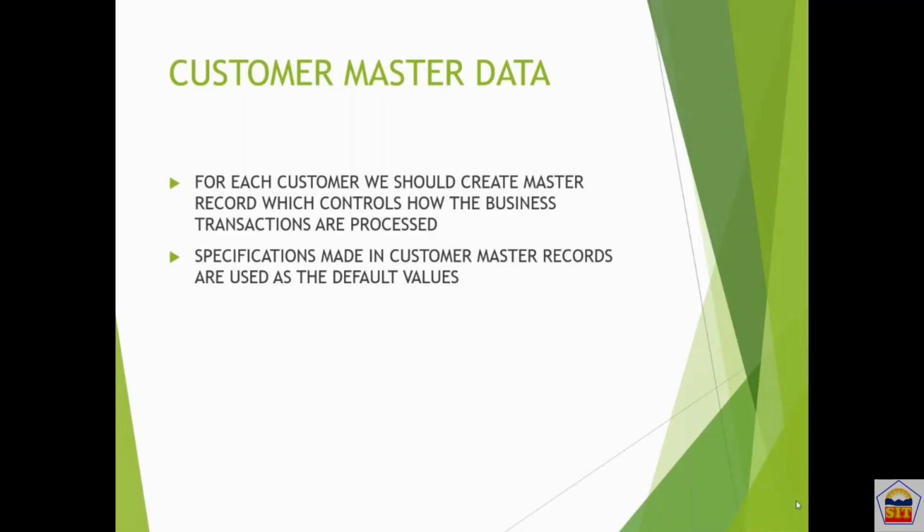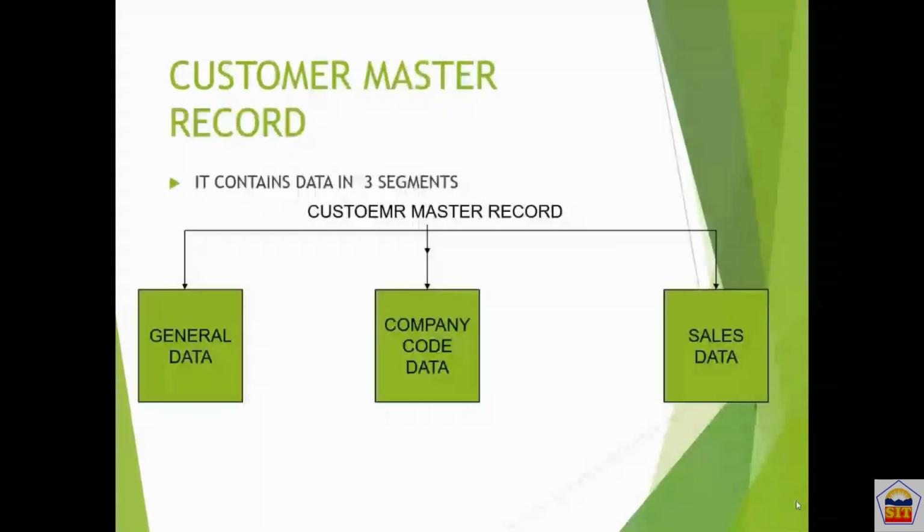When we talk about master data, it is a kind of static data, whereas your transaction data is dynamic data. With every transaction, the information will be different. In the vendor master data, we have seen three segments: the general data, company code data and purchase data. In the customer master data, we also have three segments: the general data, company code data, and the first two segments are the same. In place of purchase data, we will be using the sales data for our customer master data.